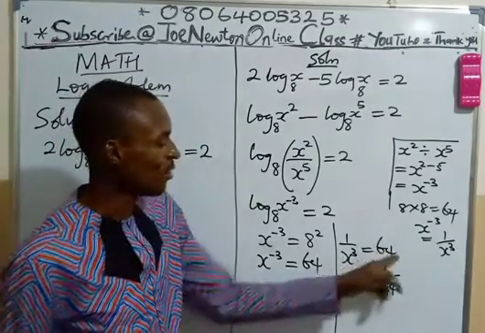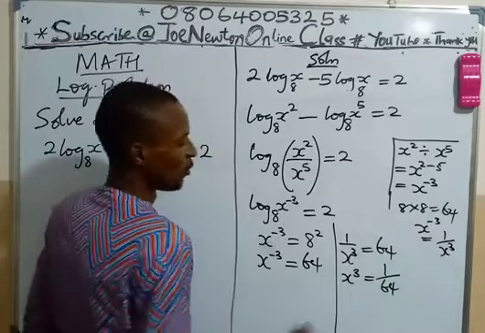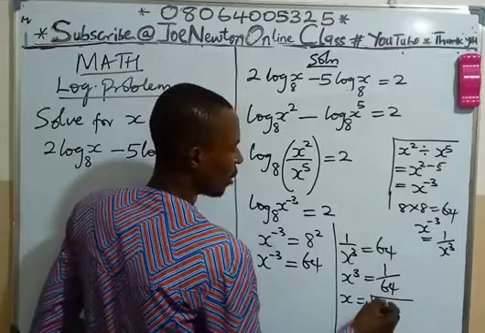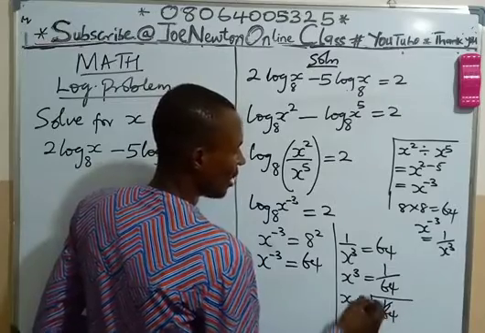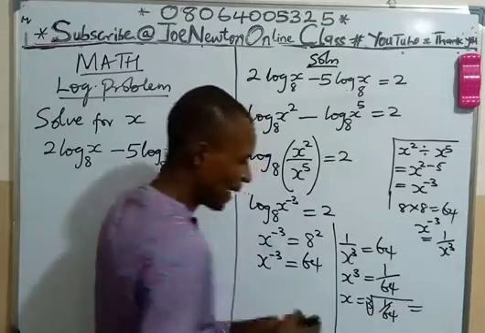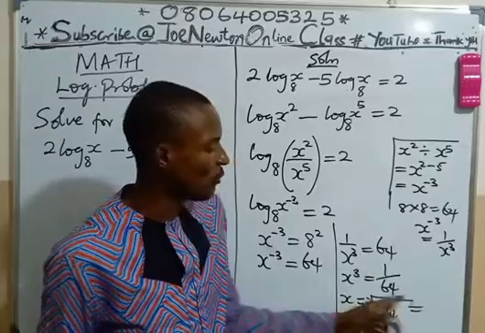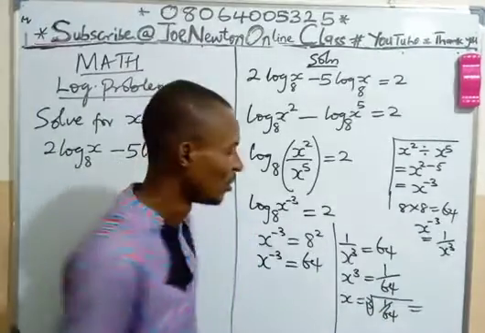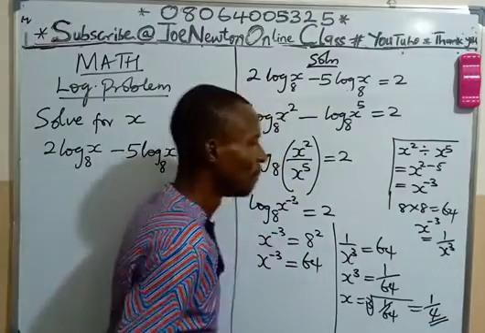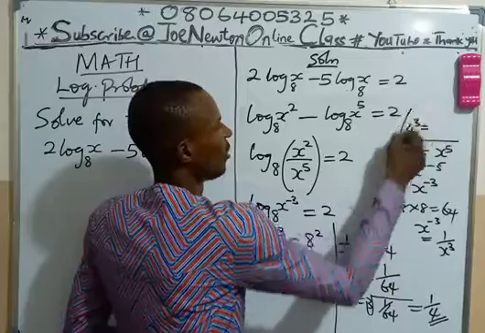Because when you cross multiply, this will come over, this will go over here. So at this point, it's very simple. Finally, x is equal to the cube root of 1 over 64. Cube root, which is equal to what number? That is, what number raised to power of 3 will give you 64? That number is 4. So we are getting 1 over 4. That is our answer.